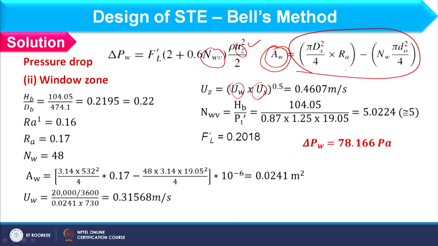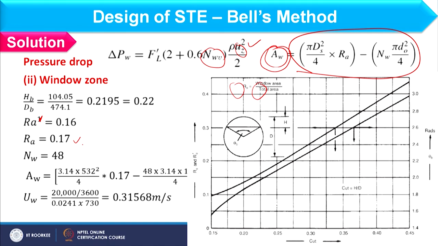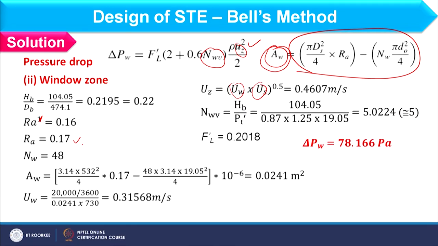So, here we have to find out RA and RA dash. Once I am having bundle cut, we can find out RA dash, and once I am having waffle cut, we can find out RA using this equation, RA using this graph. I think you can read this graph, I am not going into detail of that. So, considering that RA and RA dash, you can find out NW, that you have already calculated previously.